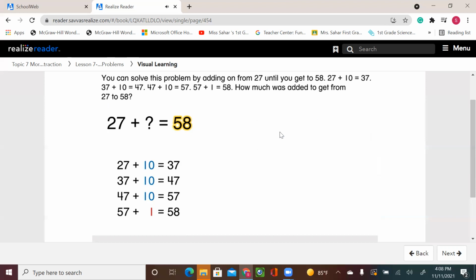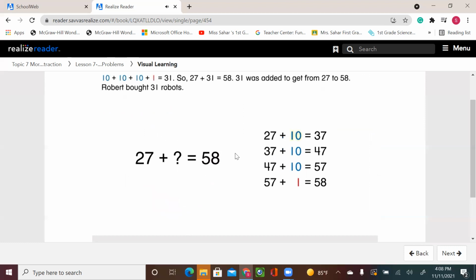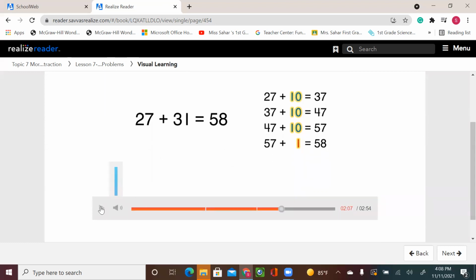10 plus 10 plus 10 plus 1 equals 31. So 27 plus 31 equals 58. 31 was added to get from 27 to 58. Robert bought 31 robots. All right, so now I know my missing part, my missing information, and now I know how many robots he bought. He bought 31, and that's why his total is 58.